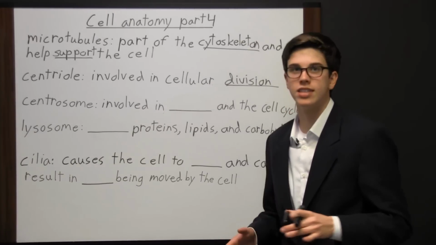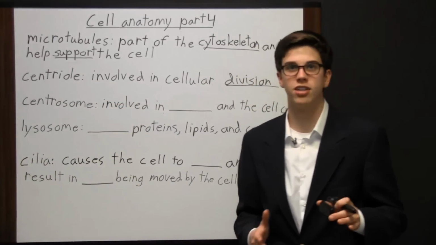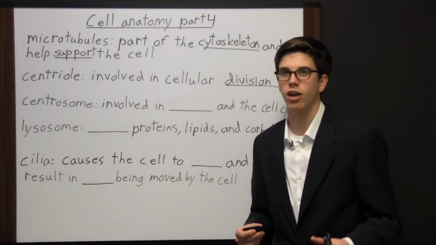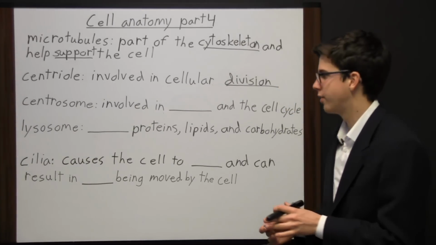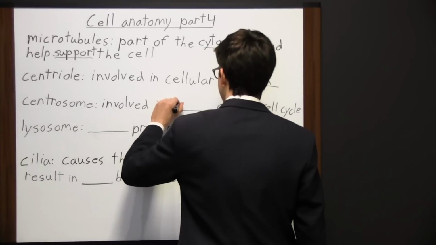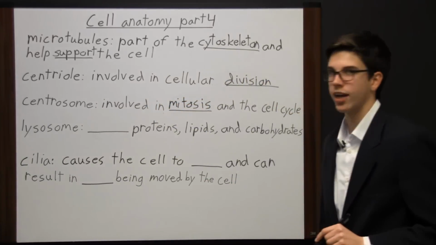And then we have the centrosome, which has a unique relationship to the centriole because it is comprised of the pair of centrioles located at right angles to each other and surrounded by protein. And so the centrosome is involved in mitosis and is also involved in the cell cycle.